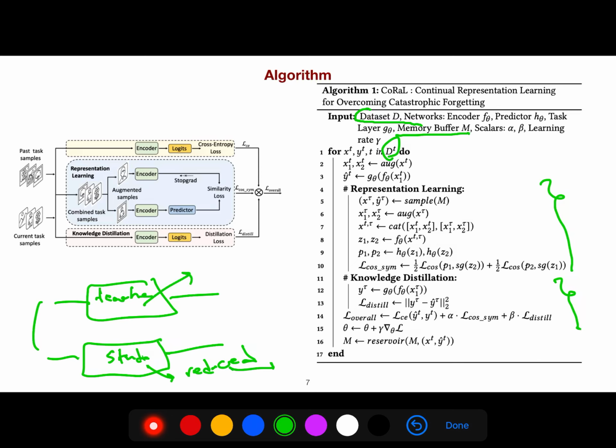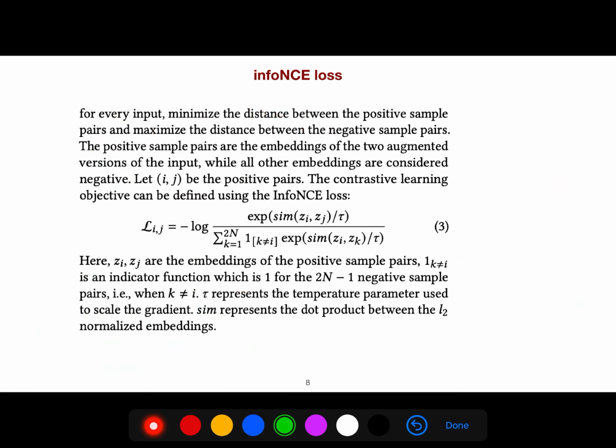Because this one has millions of weights, millions of parameters, and the other idea is that they are using this similarity loss in order to have a better representation. And finally, they update the parameters.